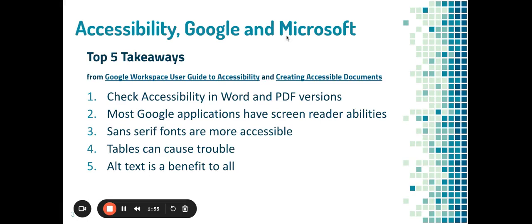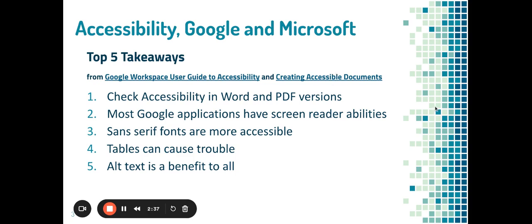The first was Google and Microsoft, and here are 5 takeaways of things to consider when using Google and Microsoft when creating accessible documents for students. First off, check the accessibility in Word and the PDF versions. Just because something is accessible in Microsoft Word does not mean it's necessarily accessible in a PDF version. So if you create a document in Word or in Google Docs and make sure it's accessible, make sure that once you convert it into a PDF, those same accessibility features are available in the PDF.